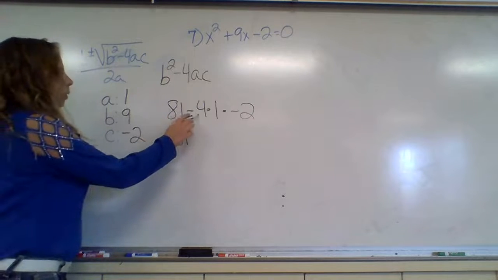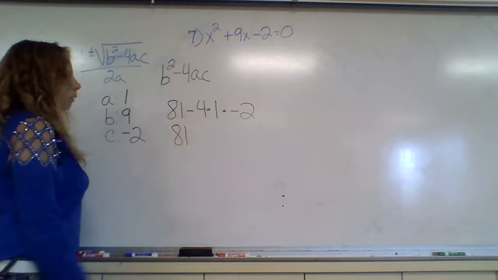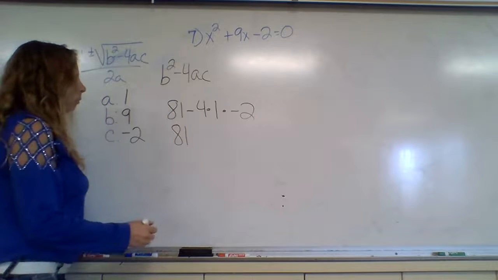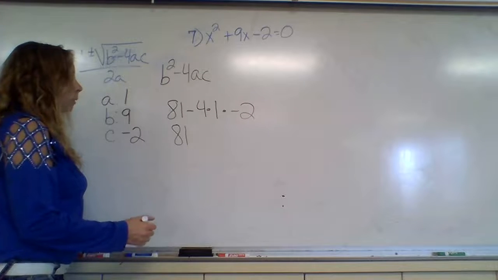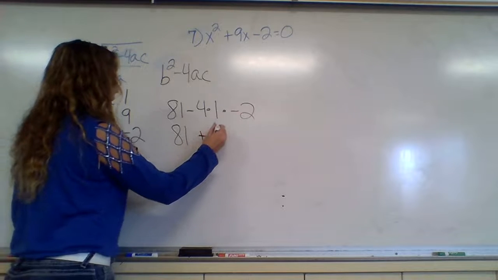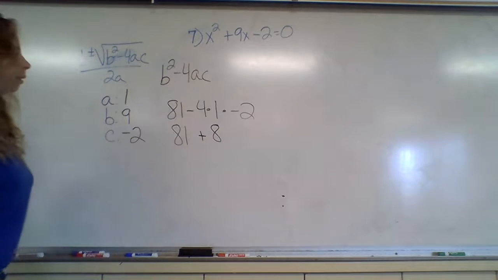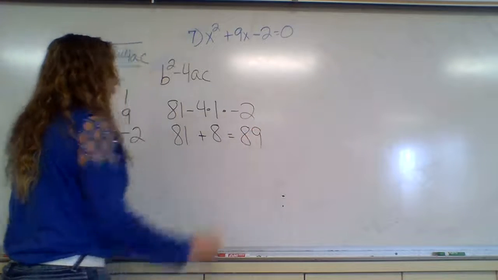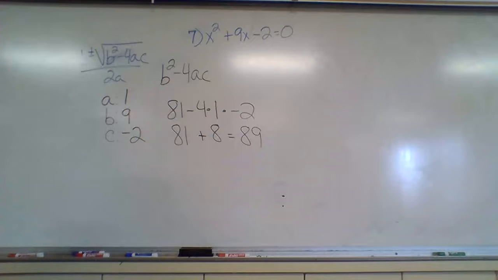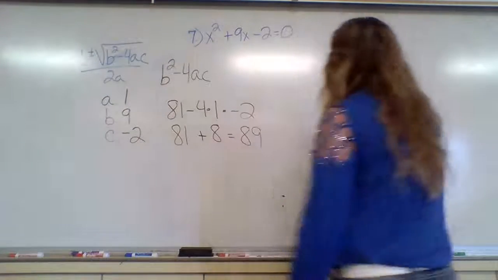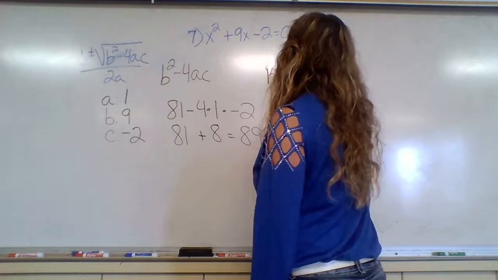Okay, multiply these three together. Negative 4 times 1 is negative 4 times negative 2, positive 8. So you get 81 plus 8, which is 89. Okay. So, as soon as you knew you were going to get a positive number as your discriminant, you knew that your solutions were real.